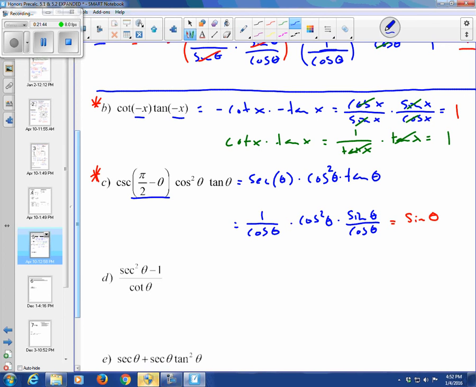Right here we've got 1 over cosine theta for our secant theta, and cosine squared theta, and tan as sine over cosine. Now right here we're seeing one of our two cosines that we're multiplying cancel out with the cosine in the denominator of our first multiple, and then right here the second cosine is going to cancel with the cosine in the denominator of our sine over cosine, and that gives us just sine of theta in the end.